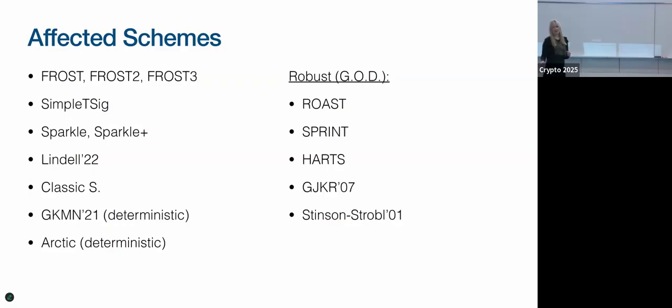I also want to highlight some of the robust schemes, ROAST, Sprint, Hearts, et cetera. This is particularly relevant because, as we'll see, the attack has some special properties very close to full corruption for large numbers of parties. And so the robust schemes are the ones that are designed to have guaranteed output delivery even with large numbers of parties.